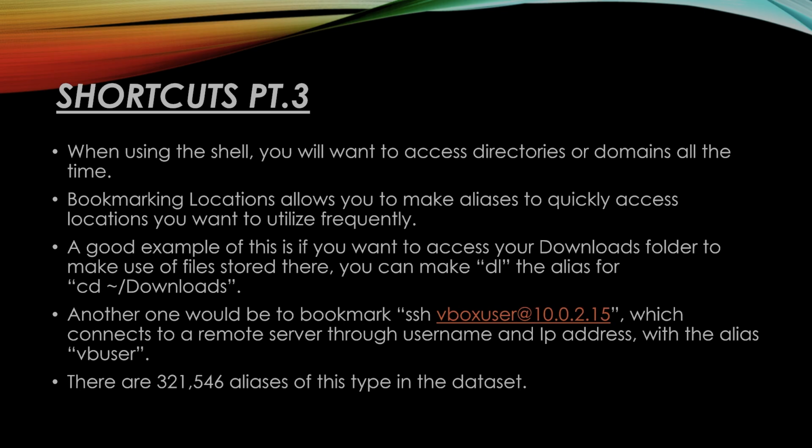When using the shell, you'll want to access directories or domains. Bookmarking locations allows you to make aliases to quickly access the locations you want to utilize frequently. A good example of this is if you want to access your downloads folder to make use of the files you have stored there. You can make dl the alias for typing in cd home directory slash downloads.